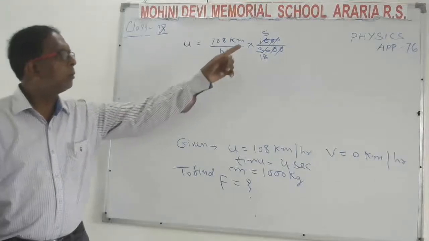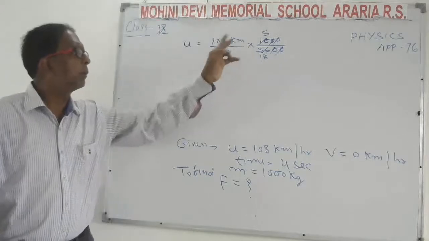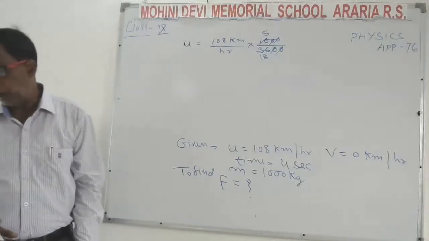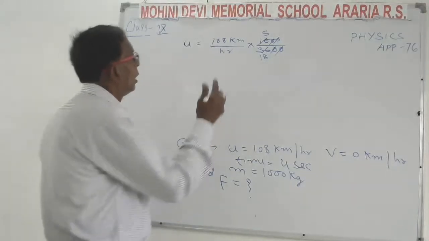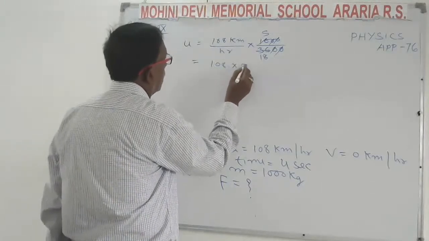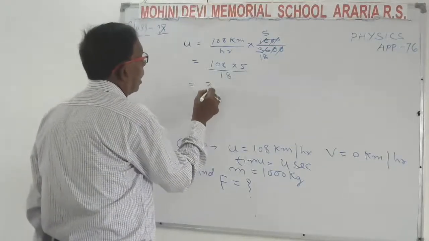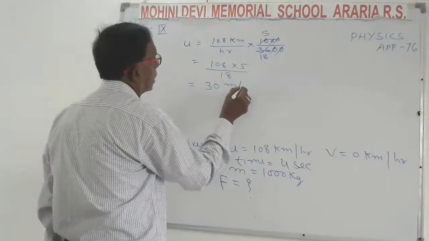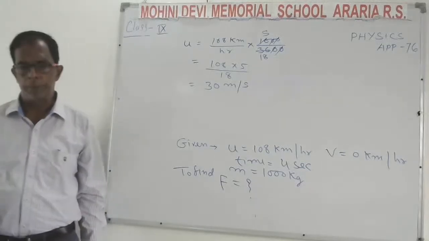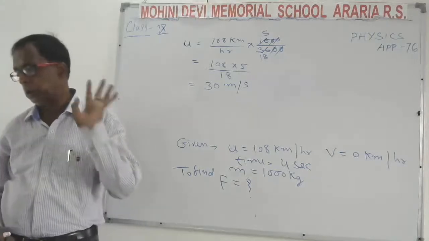To describe this, I have written like this. Otherwise, I will write 108 km per hour multiplied by 5 by 18. Okay, my children? Now 108 into 5 by 18. If you solve it, the answer is this many meter per second. I have already calculated it in my answer set, so I am writing this: you have to calculate that 30 meter per second.